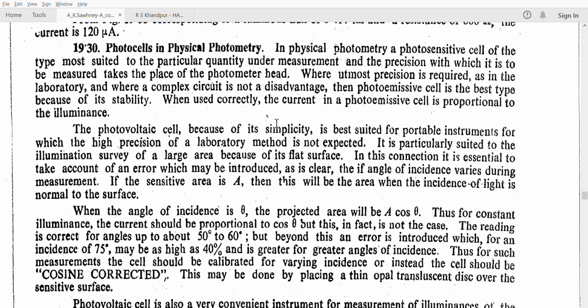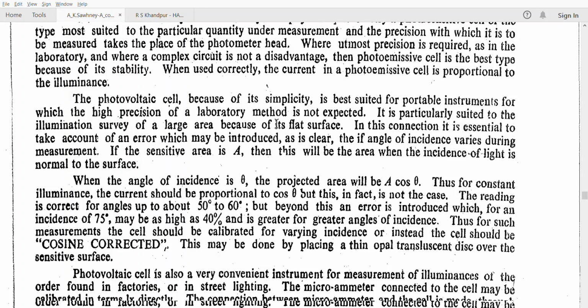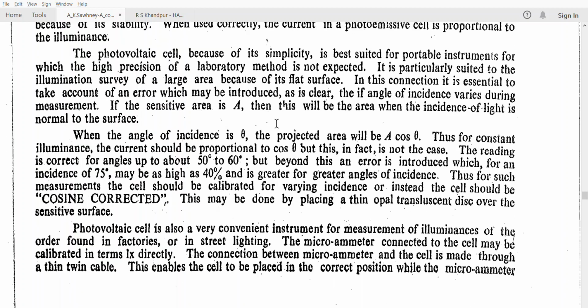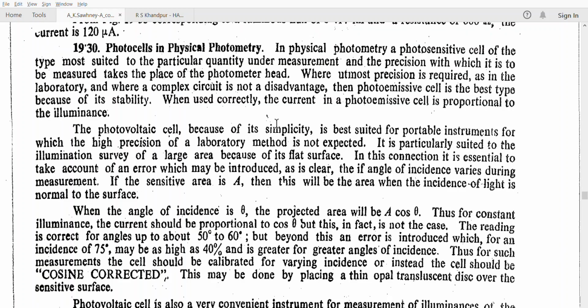Finally, here come photocells in physical photometry, and this is one kind of application of photocells. I leave it to you for the sake of discussion, since it is self-explanatory. You can read it and write what the importance of using photocells in physical photometry is.